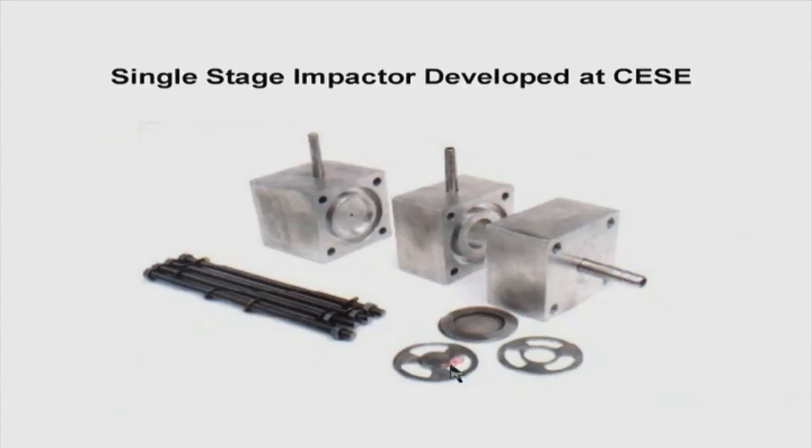These are the impaction stages. This is where the particles would deposit out. And then at the end, you would have a filter paper, and all particles that are smaller than 2.5 would get collected, and that's what you could do chemical analysis on, or you could do the weighing.